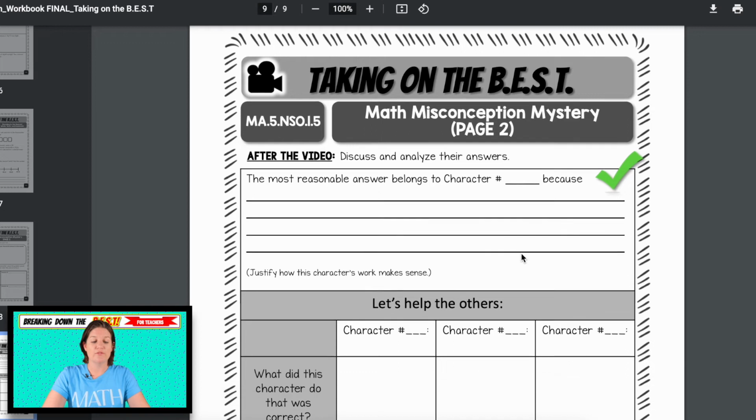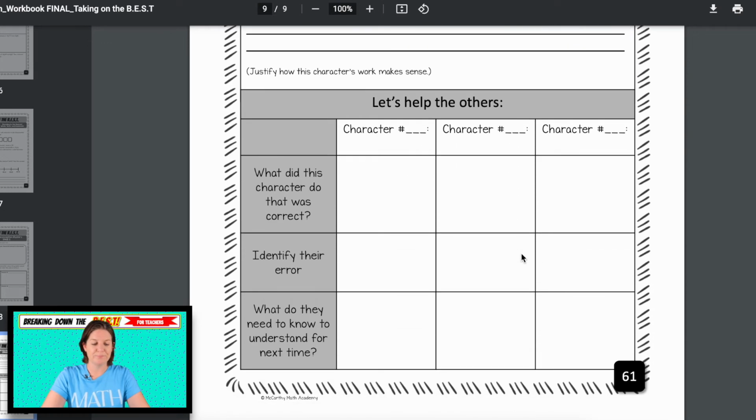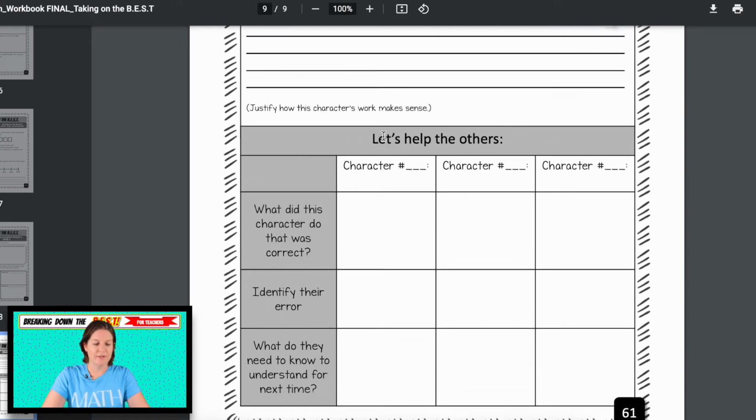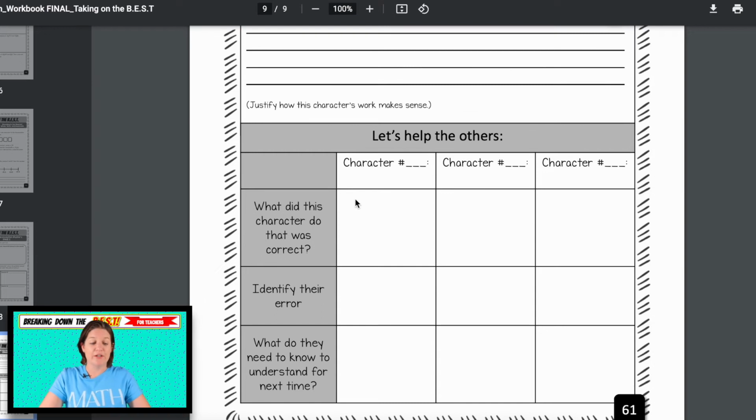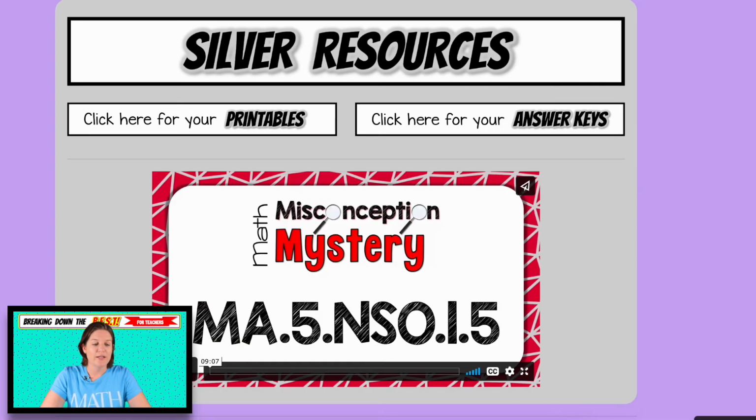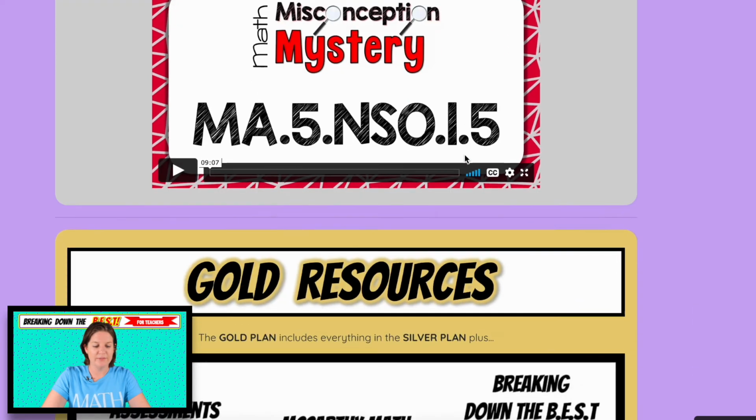then they'll be encouraged to fill out their detective report on this page, where they'll list who has the most reasonable answer and why. And then for the other 3 characters, what did they do that was correct? Finding the good in what they did, even though they made mistakes. What was their error, and what do they need to know for next time? So it's a really cool way to engage your students in error analysis in a fun way. And then your answer keys, of course, are right there to everything.